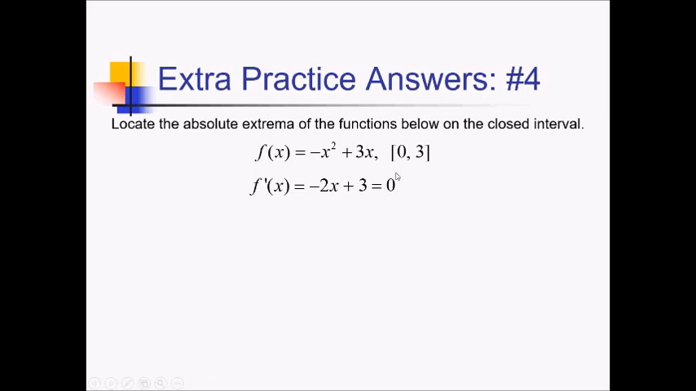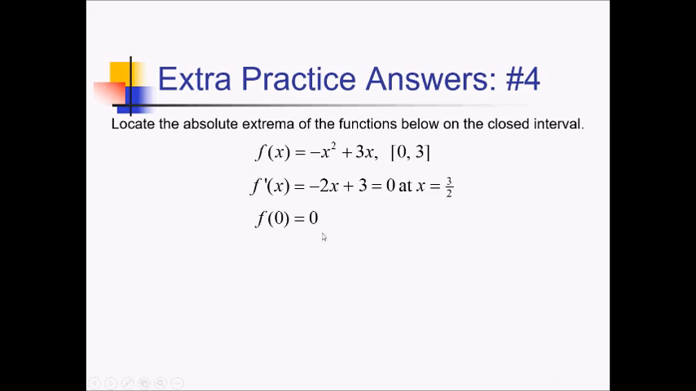So this is going to equal 0. If we subtract 3, divide by -2, we get 3/2. And 3/2 is on the interval from 0 to 3, so we do have to test that along with the 2 endpoints for our candidates test. So let's go ahead and do that test now. I'm going to test out f of 0 to start with, and that's just going to be -0 squared plus 3 times 0, which comes out to a value of 0.